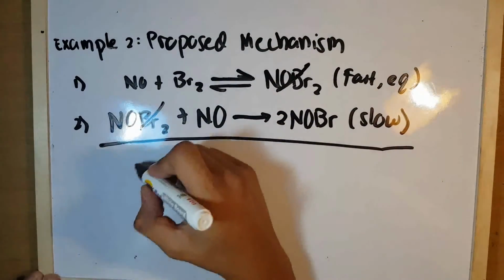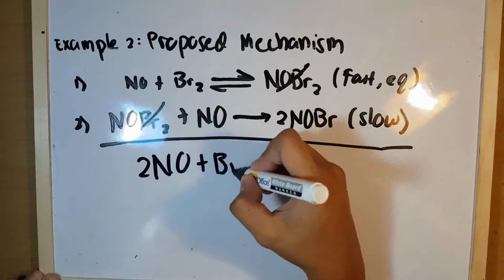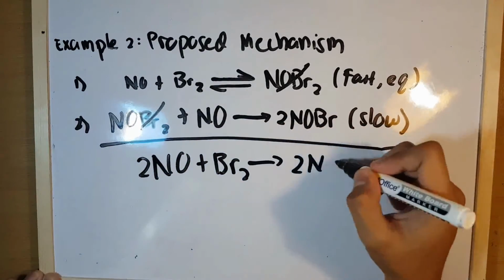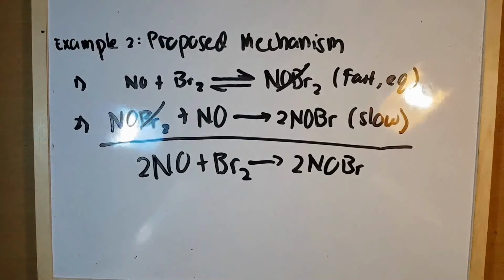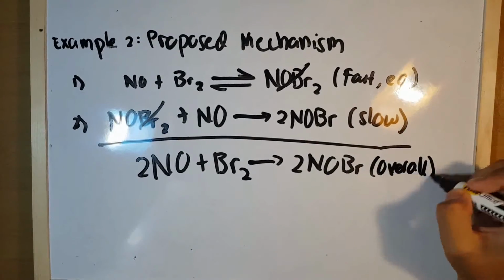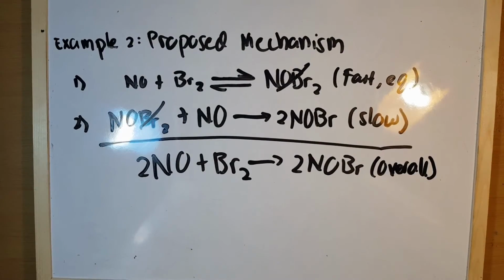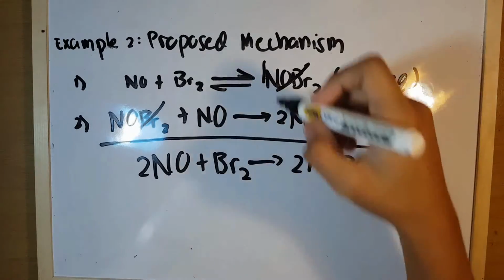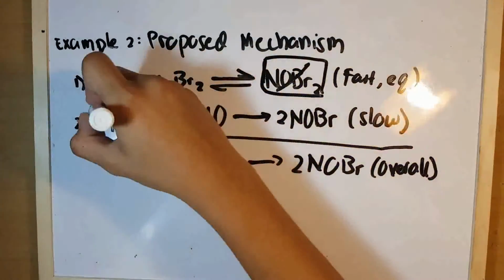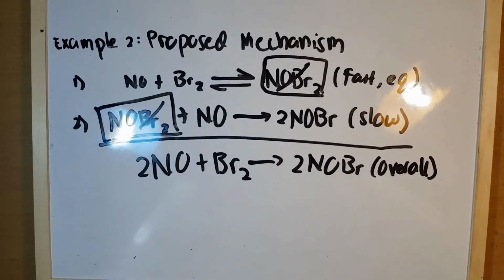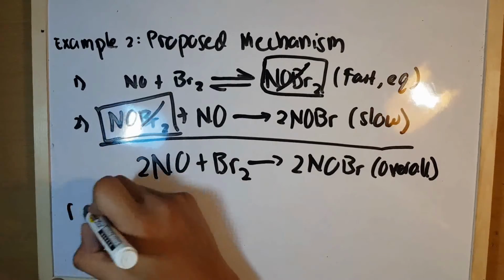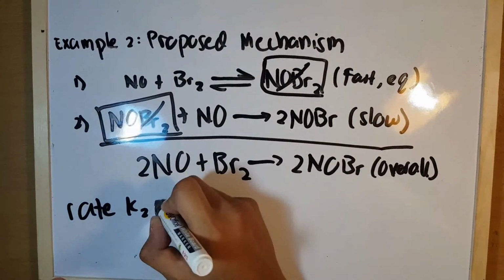To analyze the rate law that would be consistent with this proposed mechanism, we again start with the slow or rate-determining step, number 2. Denoting the rate constant for this step as k2, we could express the rate of the step as rate is equal to k2 times the concentration of NOBr2 and NO.